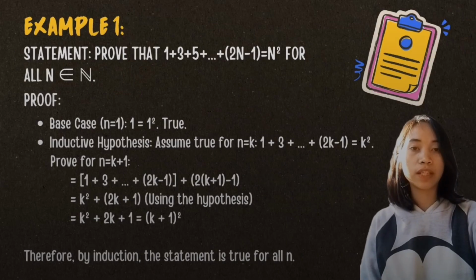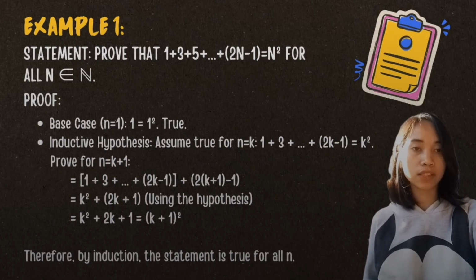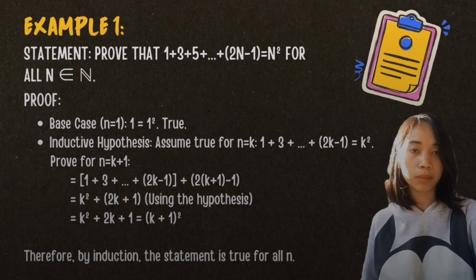Let's make this concrete with an example from our material. We will prove that the sum of the first n odd numbers equals n squared. First, the base case. For n equals 1, the sum is just 1, and 1 is indeed equal to 1 squared. Now, we assume it's true for n equals k. This means we assume that 1 plus 3 plus 5 plus ... plus (2k minus 1) equals k squared. Our goal is to show it's true for n equals k plus 1.